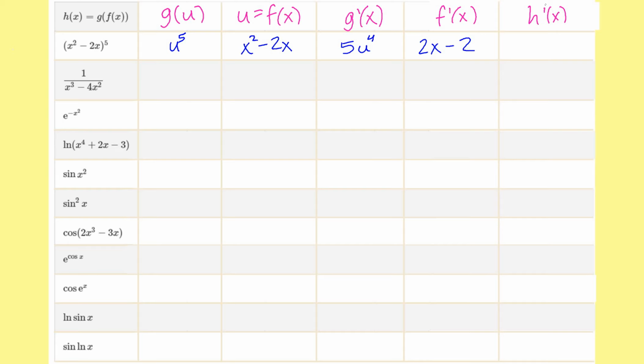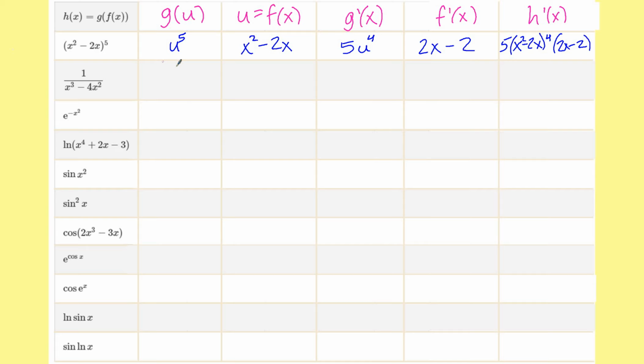And the derivative of h is a function within a function. So the derivative of g, so 5u, where u is x squared minus 2x, to the 4th power, times the derivative of f of x, which is 2x minus 2. And that's how you fill it out. Okay, practice this. I'm going to just explain them all.